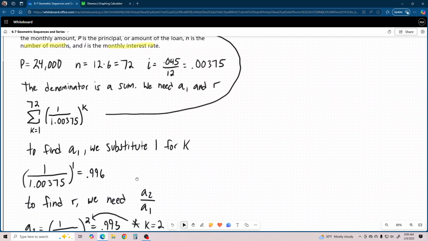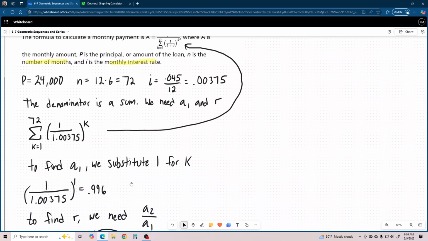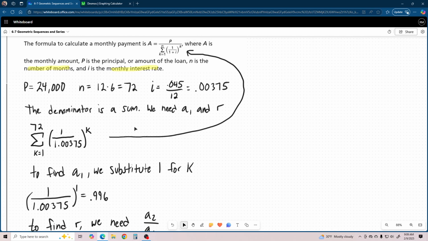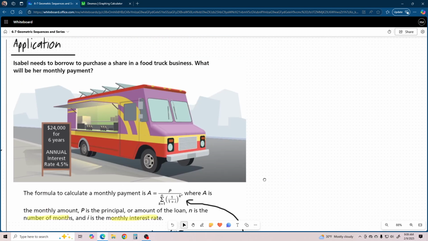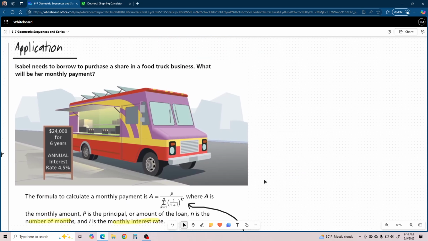So we find a sub 1, we get 0.996, and now we need to find our common ratio. In order to find our common ratio, we do a sub 2 over a sub 1, or a sub 3 over a sub 2. But here's the thing, we weren't given a list of numbers. That's why this problem is cool: we have not been given a series of numbers. They just told us that this is going to be the formula.